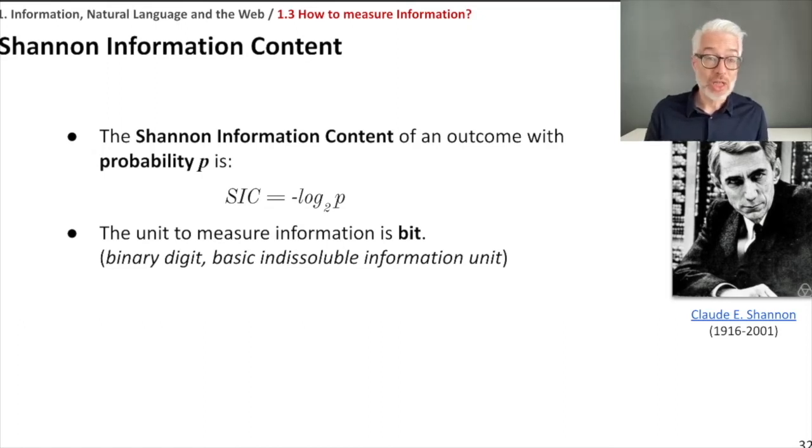So what's now this Shannon information content? How is it computed?